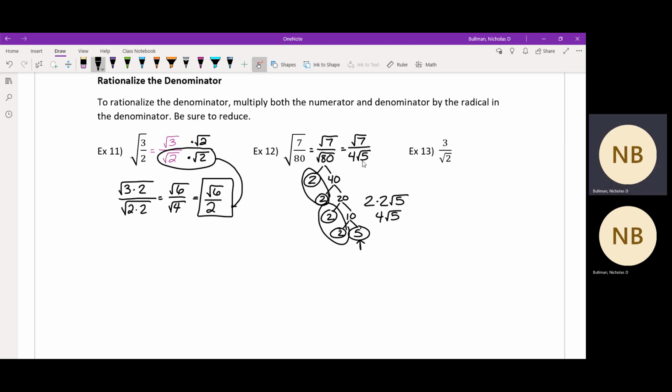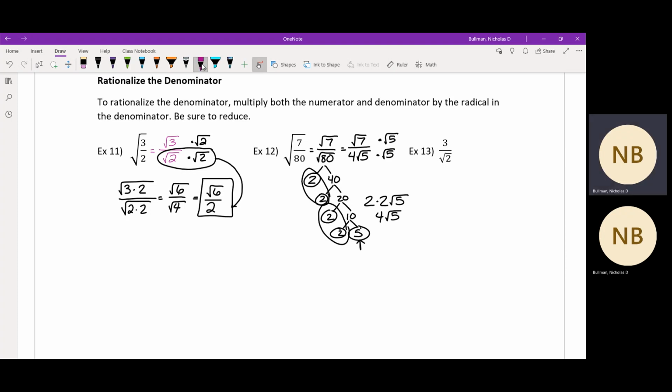Here's why I'm going to do that. If I reduce now, remember my rule was to rationalize the denominator, I'm multiplying both the numerator and denominator by the square root that's in the denominator. So I don't need to multiply top and bottom by 4 square root 5. I'm just going to multiply by the number by the square root. So I'm multiplying top and bottom by the square root of 5. I'm ignoring the 4 when I multiply the top and bottom.